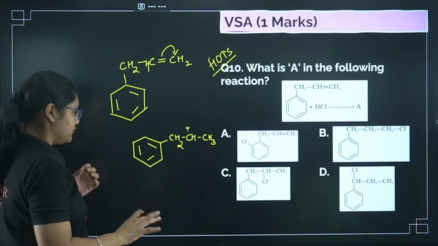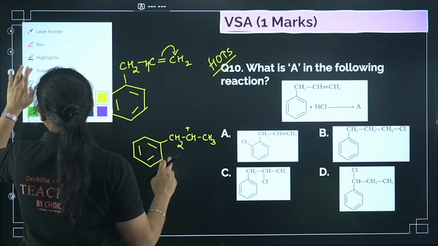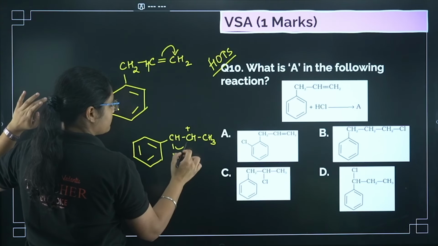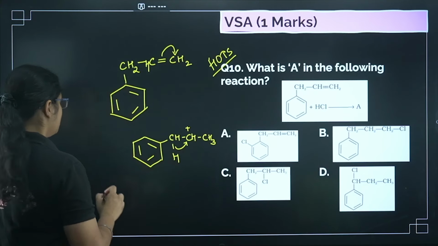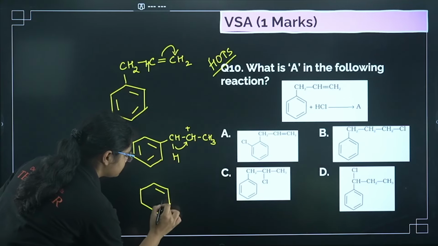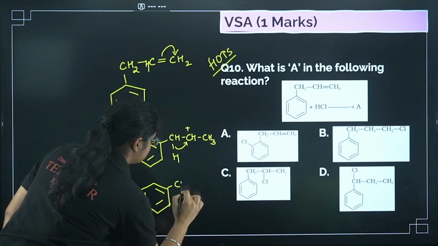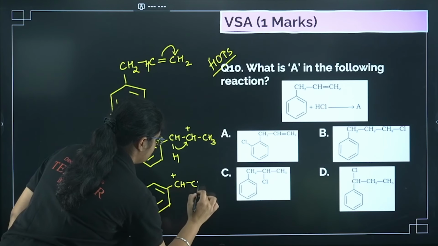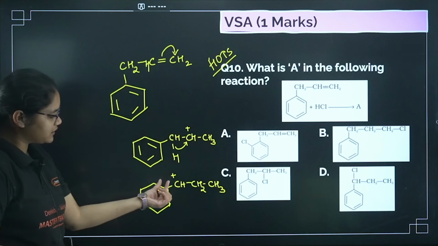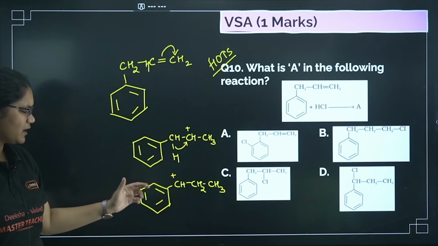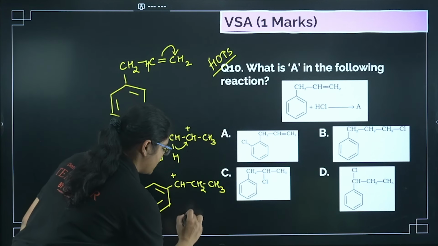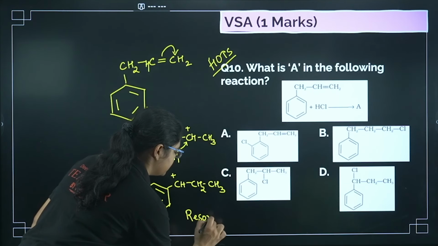Now just imagine if the hydrogen from here, I'll show the hydrogen with a bond, if the hydrogen from here shifts here, then what will I get? If the hydrogen shifts here, then you will get something like this: CH plus, CH2, CH3. Okay. Now you see what is the speciality of this carbocation. This is also a secondary carbocation, but apart from being secondary, this carbocation is resonance stabilized.